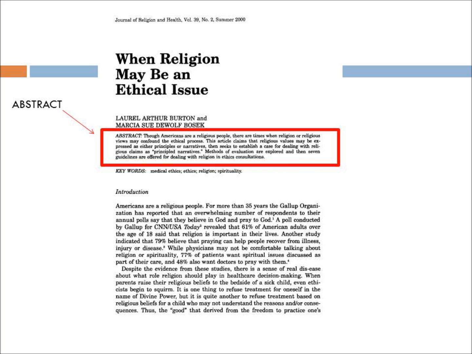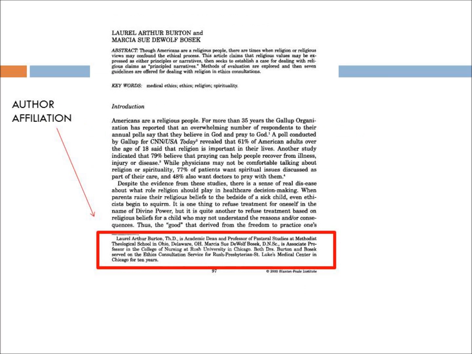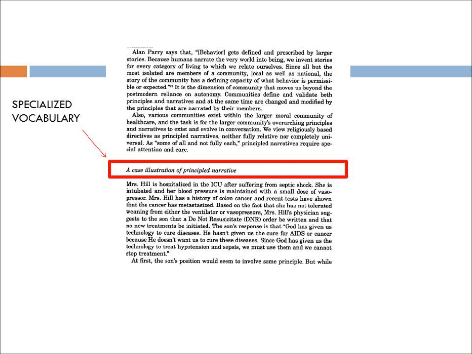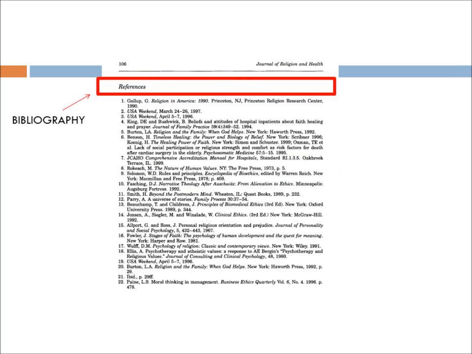Let's take a look at a journal article within this journal. You can identify a journal article by several things, and we're going to look at those. First of all, journal articles will have an abstract. An abstract is a summary of what the article is about. Secondly, a journal article will show the author's affiliation. In this example, it gives the author's name and credentials and who they are affiliated with. Journal articles also tend to have specialized vocabulary that is specialized to whatever discipline the journal happens to be about. And lastly, journal articles will have a bibliography at the end, or references that shows what resources the author referenced when they were writing the piece.